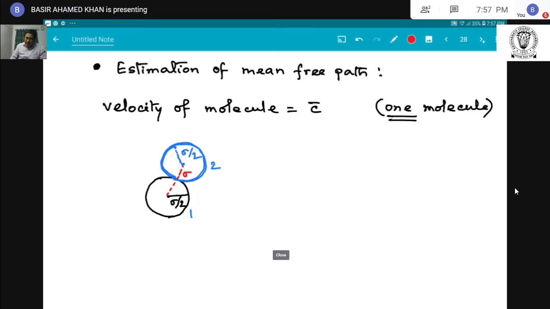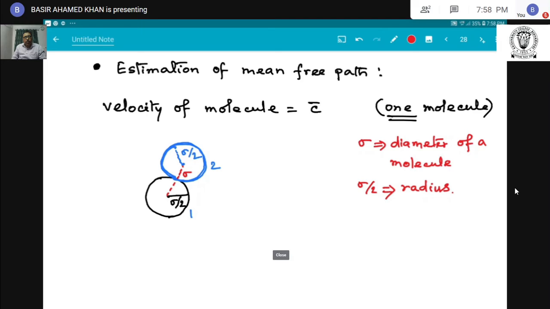That means here sigma is the diameter of a molecule, and sigma by 2 is the radius.